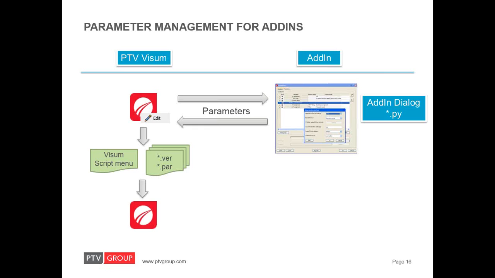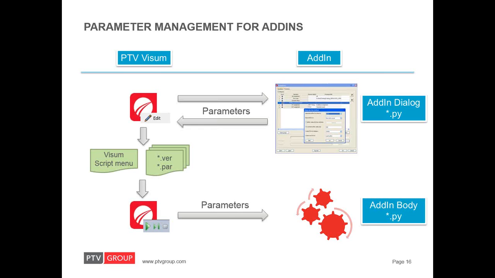And later, can be days later or whatever, when Visum is started again and the version is loaded again, the procedures are executed again, Visum uses those stored parameters and passes them to the body code, which is responsible for the calculation. And so the calculation can make use of parameters defined days before. Okay.